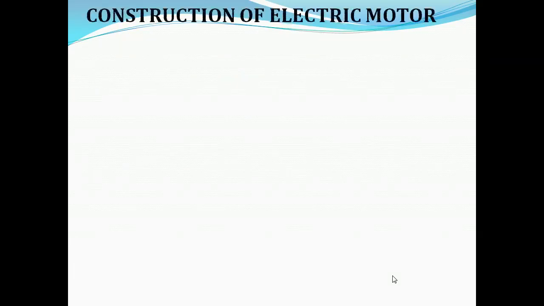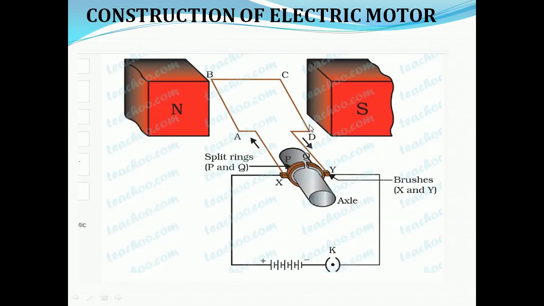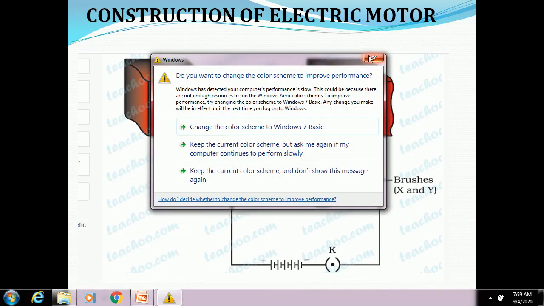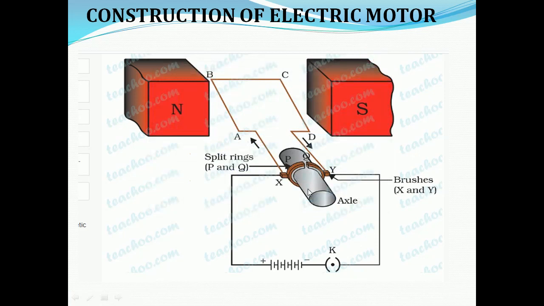Here you can see the diagram of the electric motor. This is also a very important diagram. Children, practice the diagram. Here you can see the parts of the electric motor as I told in the last slide. It has a rectangular coil called ABCD, the magnet with north and south poles, and an axle which rotates continuously.